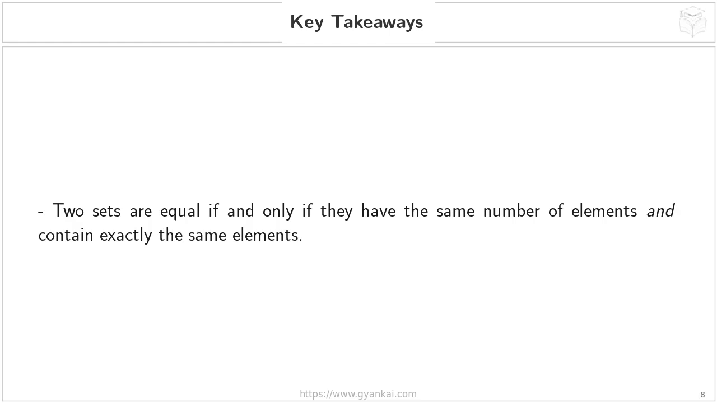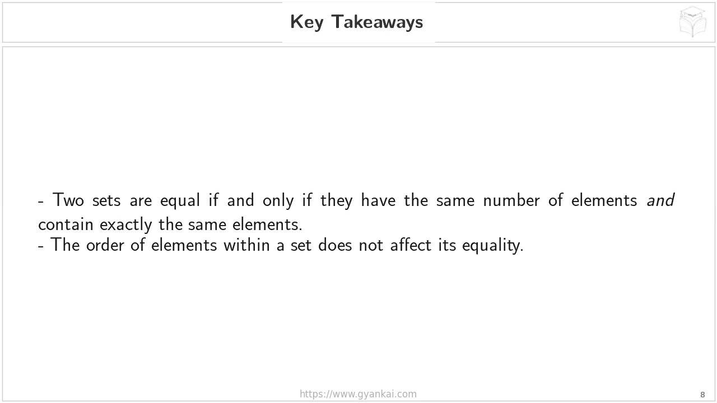Key takeaways. Let's recap everything we've learned about equal sets with these key takeaways. First, and this is crucial, two sets are equal if and only if they have the same number of elements and contain exactly the same elements. Think of it like a perfect match. Both the quantity and the specific items within the sets must be identical. We saw this in our examples. If even one element was different, the sets weren't equal.